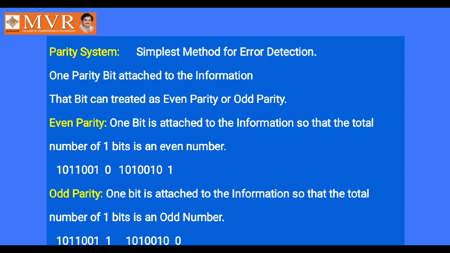So here in the even parity method, you have to check how many ones are there in the original data. If the number of ones in the original data is even, add 0 to make it even parity. Or else, you take the second 7-bit number, 101010. In this input, there are 3 ones. 3 ones means an odd number of ones.